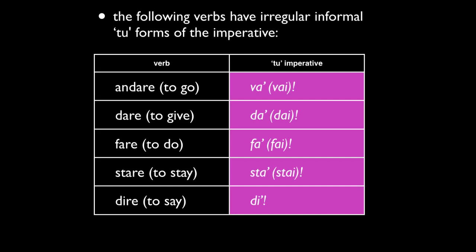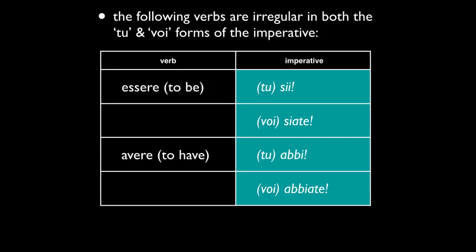Let's look at some even more irregular ones. And of course, they're the most irregular and they're the most common ones. Maybe you don't hear them all the time, but they're essere and avere, the most common verbs that you use all the time. These verbs are irregular in both the tu and voi forms of the imperative. Take a look at the tu form of essere: sii, be. Sii bravo, be good. The I is held for 2 beats: sii. The voi form, siate. Be patient: siate pazienti. Or look at avere, have: abbi pazienza, have patience. Or in the voi form, abbiate pazienza.